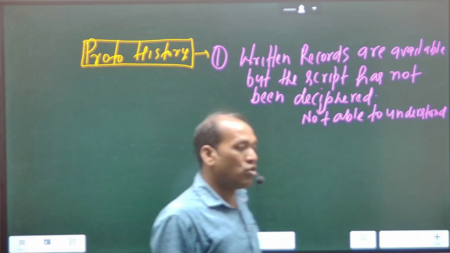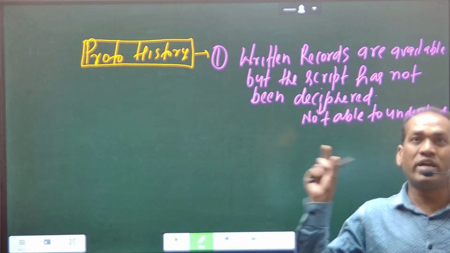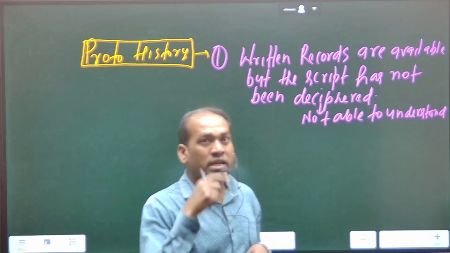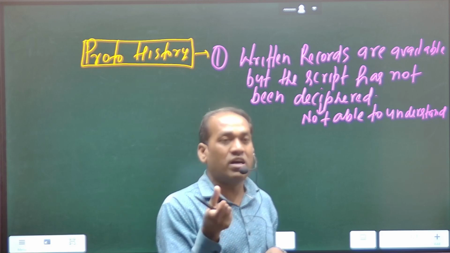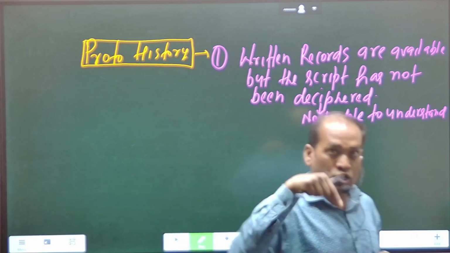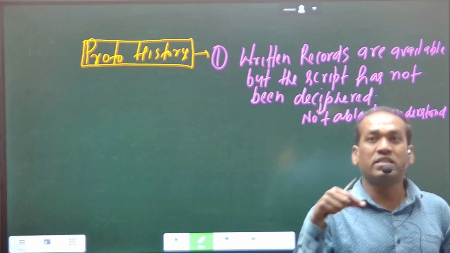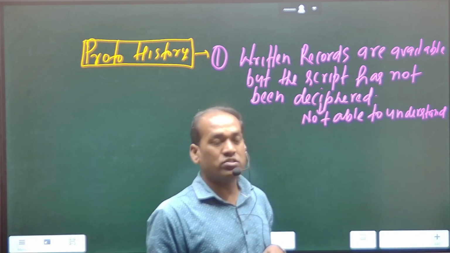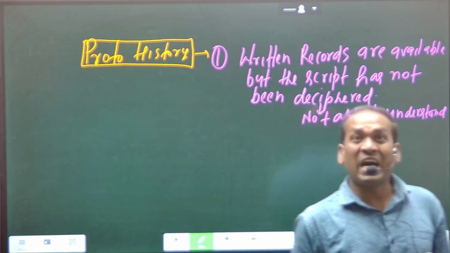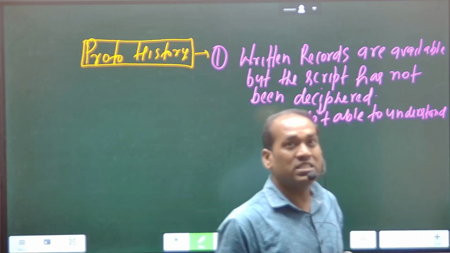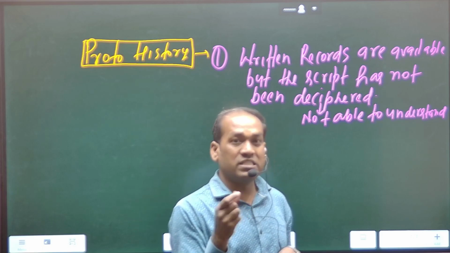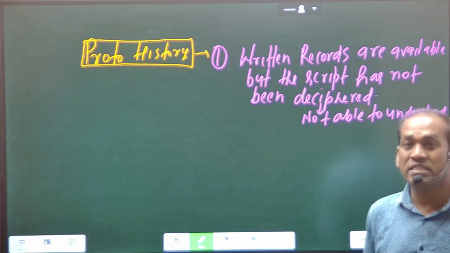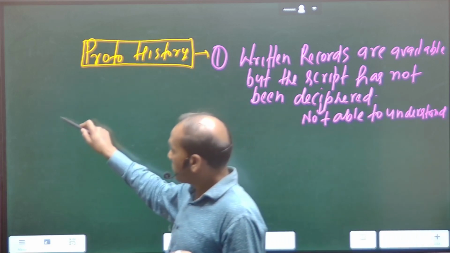So in history there is one period. Related to that period we have written records, but still today we are not able to understand the script used in those written records. So what is that period in history? In history the first civilization is IVC, Indus Valley Civilization.